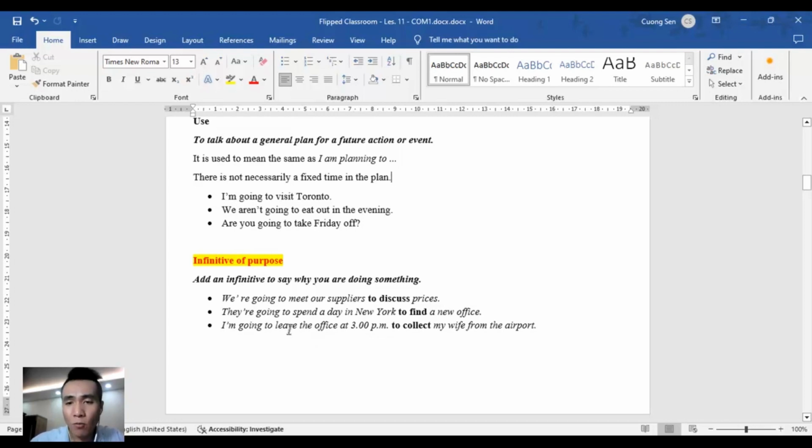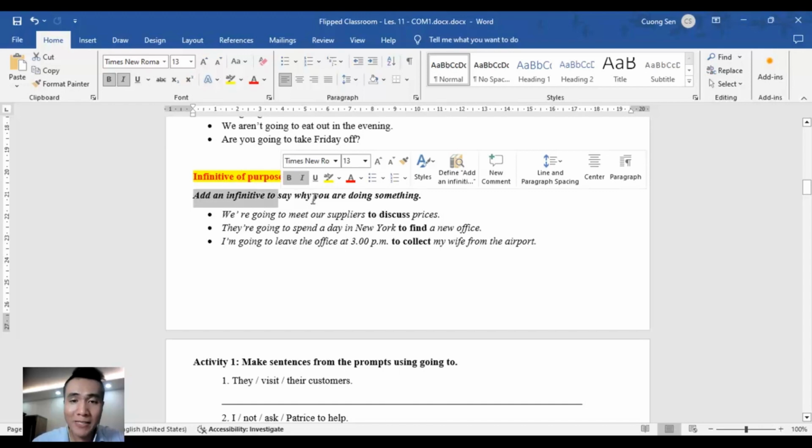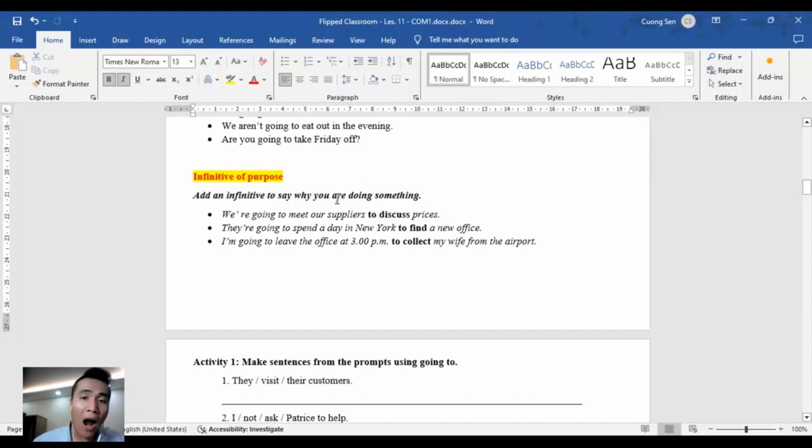Infinitive of purpose, what is that? It's simply that you add an infinitive to say why you are doing something, the purpose, the reason why you do that. Okay, so what is that?